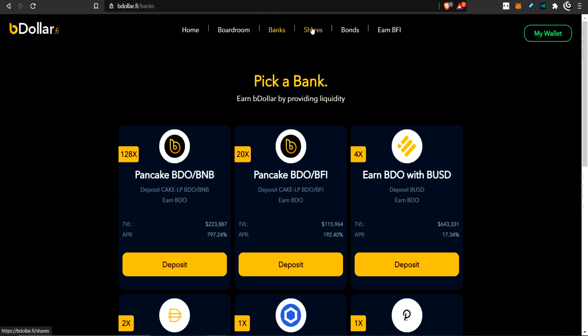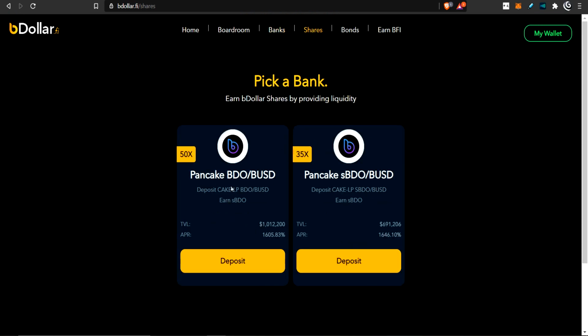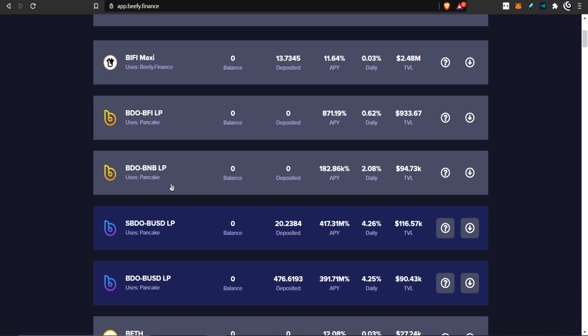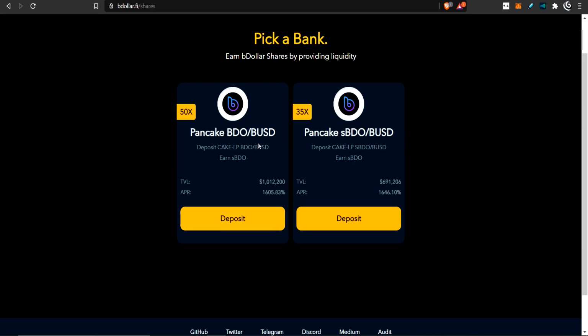Okay, the crazy stuff is in here, shares. So this is the thing that Beefy is, that I showed you on Beefy. If you go to Beefy, they have these ones and these ones. These blue ones with the crazy APYs, these are these guys. Okay, so what they're doing is they're staking bDAO. So this the share tokens versus BUSD, or bDAO versus BUSD. So you go to PancakeSwap, you deposit them in there, and you then bring the LP here and you stake it here, and you will get bDAO tokens.